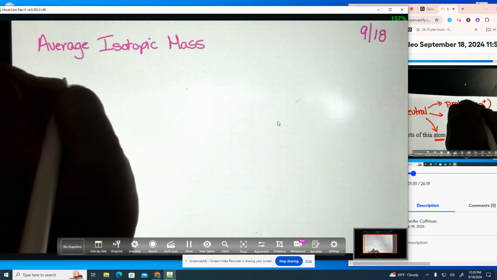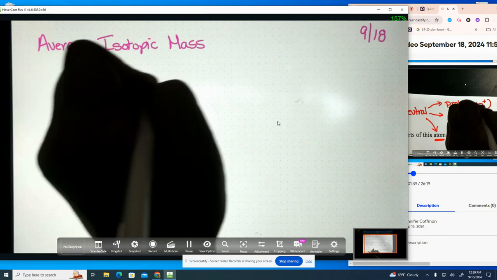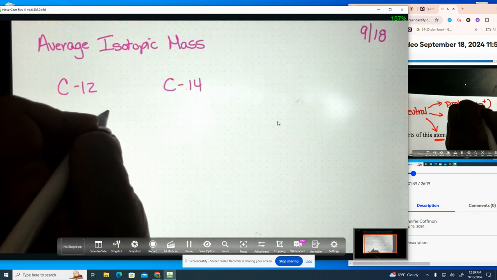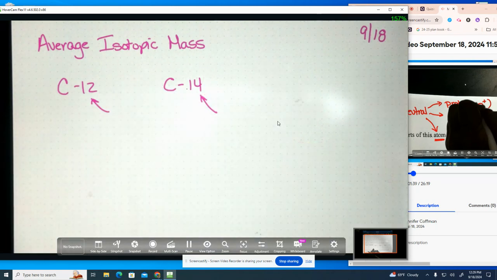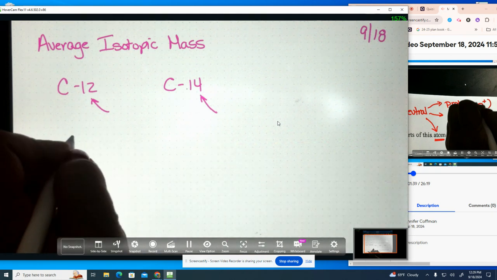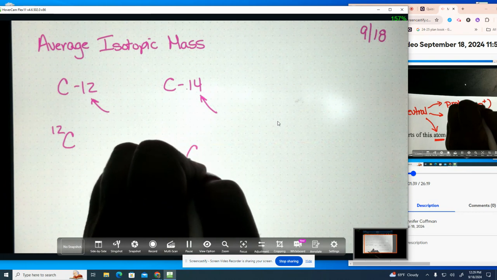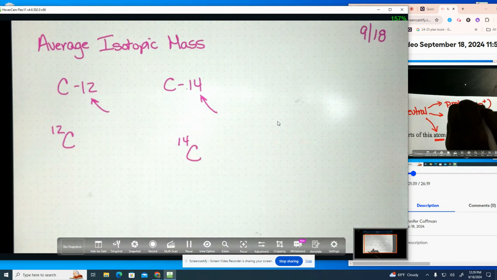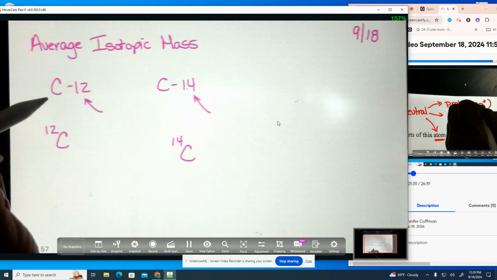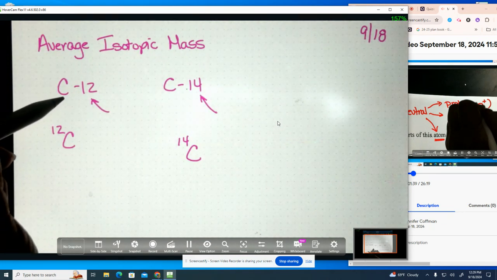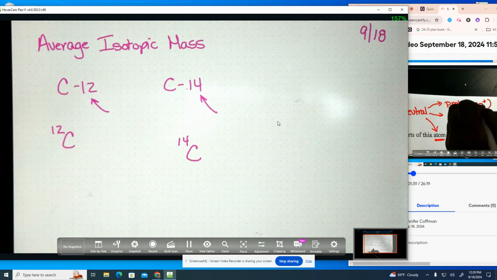Let's go back to carbon 12 and carbon 14. Again, notice that I'm writing the 12 and the 14 afterwards. The reason is that I want you to see it both ways: carbon 12 and carbon 14. These are the same. They will never give you the atomic number. They will give you the mass number.